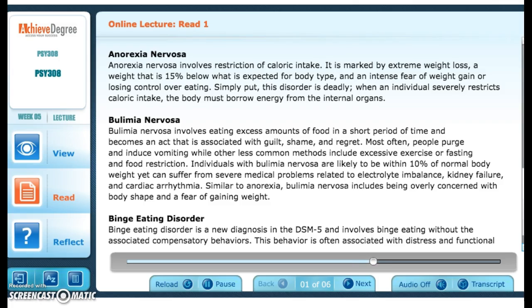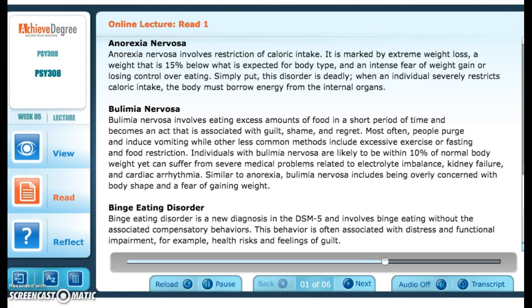Bulimia nervosa. Bulimia nervosa involves eating excess amounts of food in a short period of time, and becomes an act that is associated with guilt, shame, and regret. Most often, people purge and induce vomiting, while other less common methods include excessive exercise or fasting and food restriction. Individuals with bulimia nervosa are likely to be within 10% of normal body weight, yet can suffer from severe medical problems related to electrolyte imbalance, kidney failure, and cardiac arrhythmia. Similar to anorexia, bulimia nervosa includes being overly concerned with body shape and a fear of gaining weight.